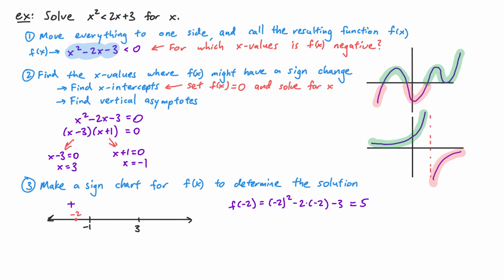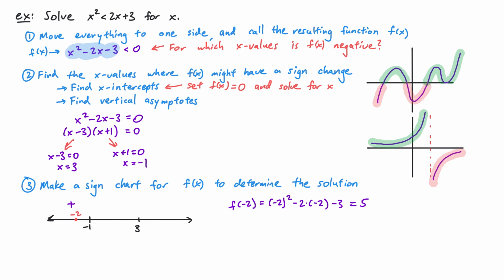interval on the left. Keep in mind that I didn't need to pick -2 specifically. I could have picked something like -3 or -4 or -5 or even -1,000,000. No matter which x value we picked in this leftmost interval, the output of our function will always have the same sign. It'll always be positive because the only places my function can have a sign change are at -1 and at 3. So everywhere on this left-hand side, my function is not going to change signs. It's always going to remain positive.